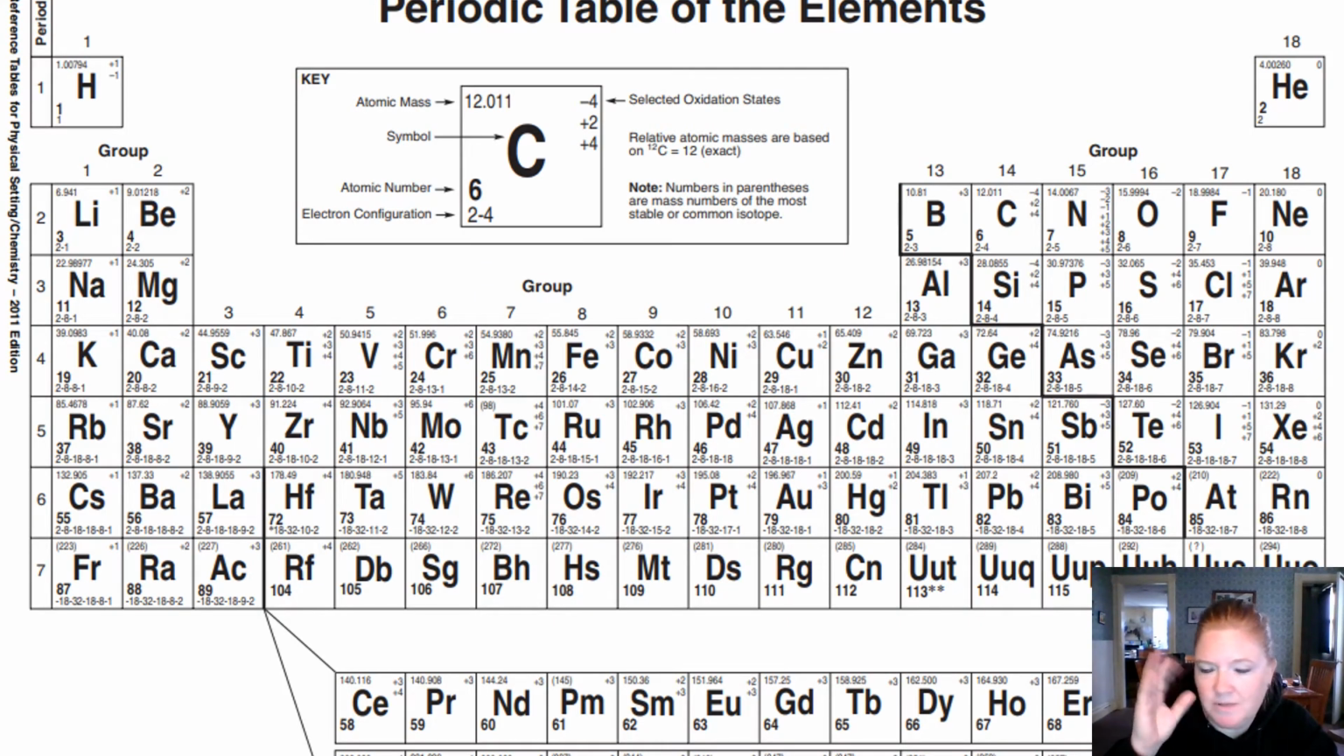Okay, this slide for some reason is taking me a million takes, but here we go. Let's try again. This is the periodic table as you're given it. And I want to talk about it because this is your reference.